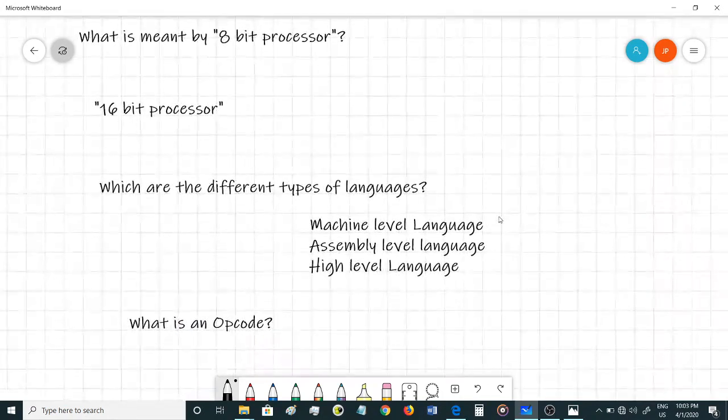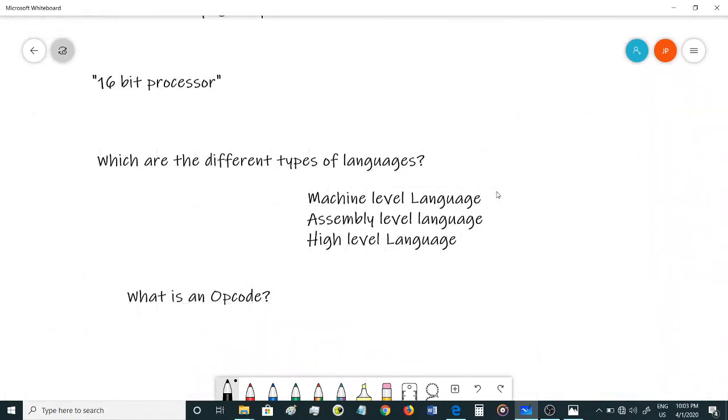Now let's move on to the different types of languages. We all know there are 3 different types of languages. You have your machine level language, right? This is the language understood by the MPU, the microprocessor, right? Then you have your assembly level language. We'll be learning the assembly level language throughout this entire course.